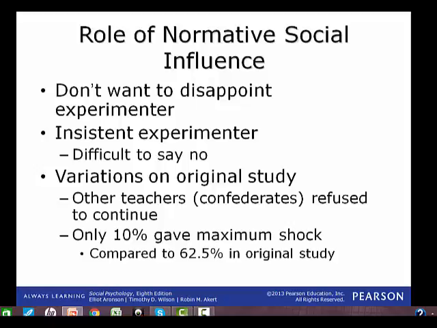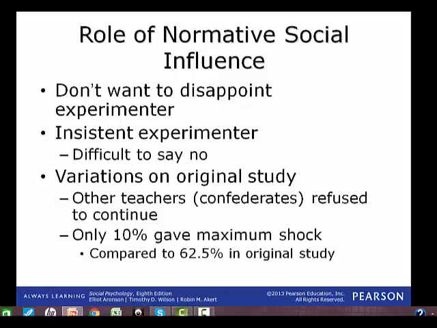It says variations on the original study. Other teachers refused to continue. So you had other people who said, you know what, this is not okay, I'm leaving. And a lot of people agreed and left with them. Remember what I said a few minutes ago about how if you have an ally, even just one other person that agrees with you, it's easier for you to resist conforming.